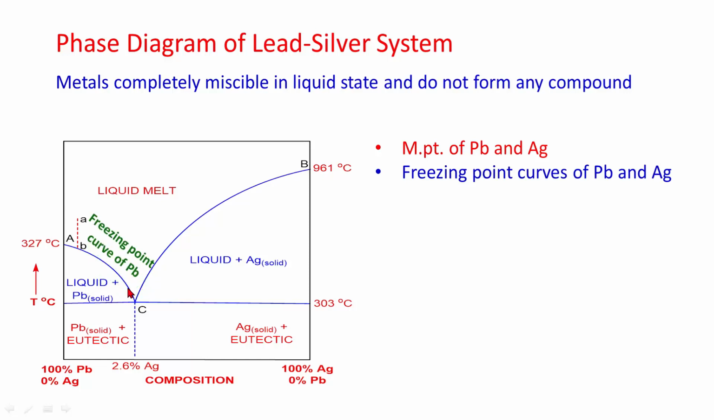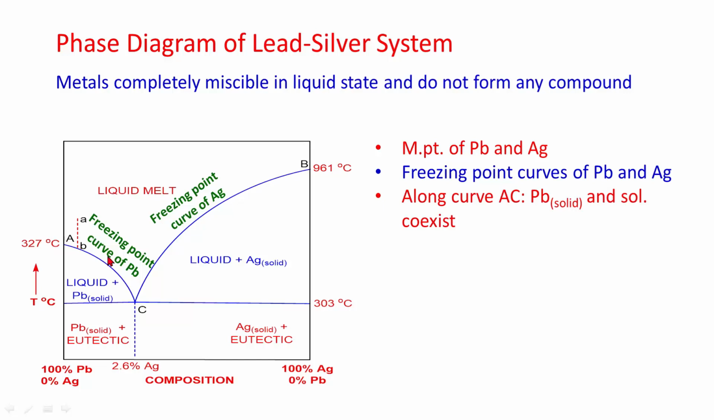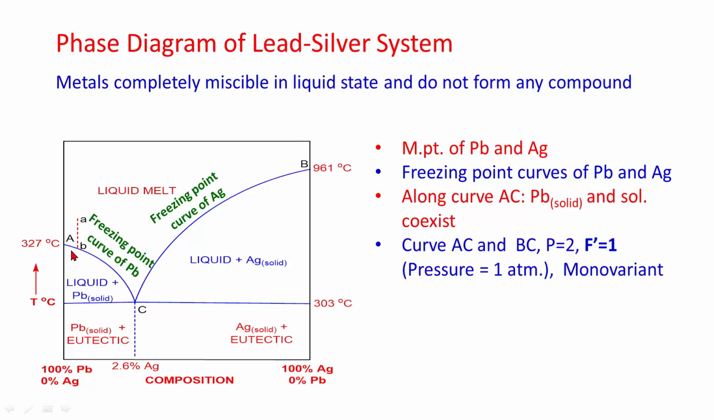AC is called the freezing point curve of lead, and BC curve is called the freezing point curve of silver. Along curve AC, lead solid and solution coexist. On curve AC or BC, the number of phases is 2. On this side, along AC, we have lead solid and melt. F dash is equal to 1 at 1 atmosphere. The system is monovariant.